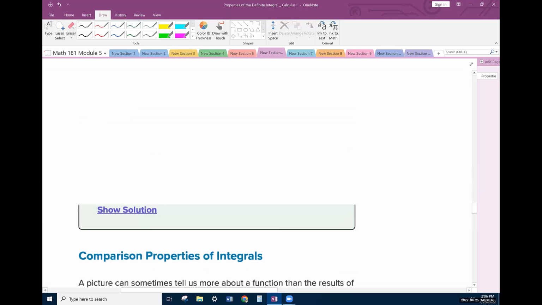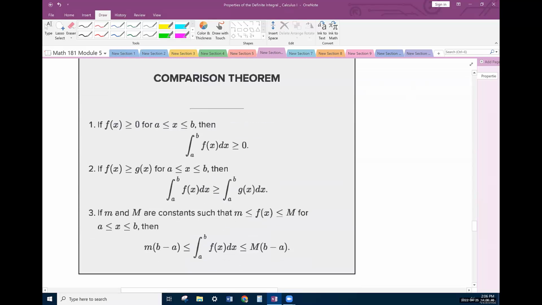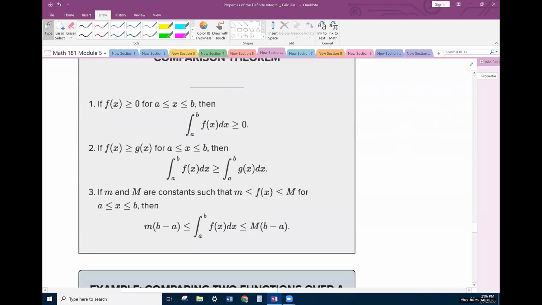And the last thing here is the comparison theorem. If f of x is greater than or equal to 0 and x is between a and b, then the integral of f of x dx is greater than or equal to 0. And if f of x is greater than or equal to g of x, then their integrals will be greater, so the integral of f will be greater than the integral of g.